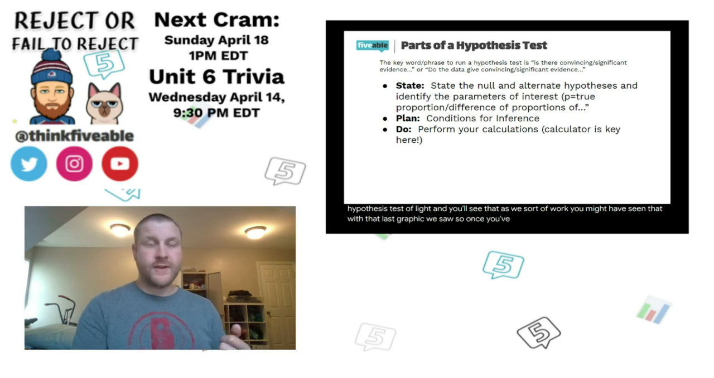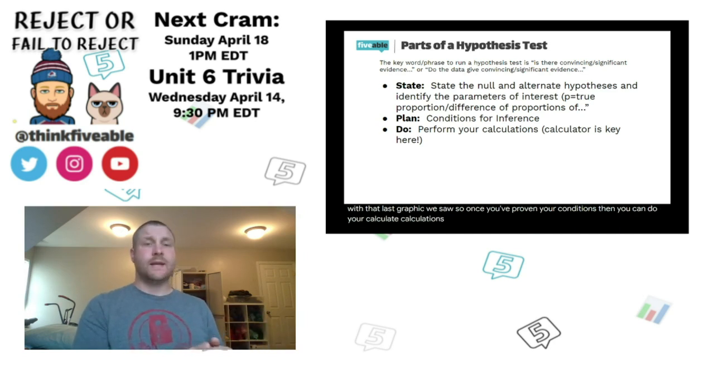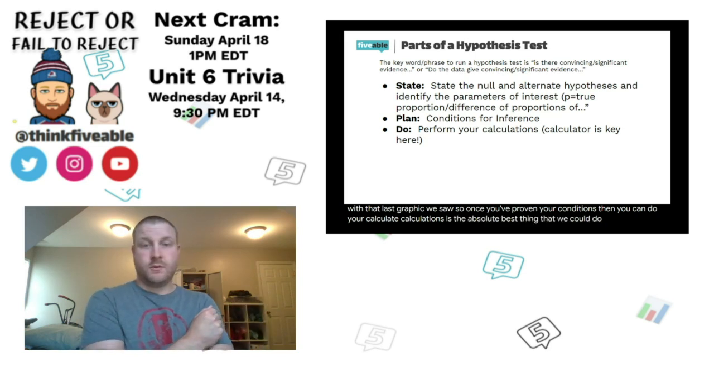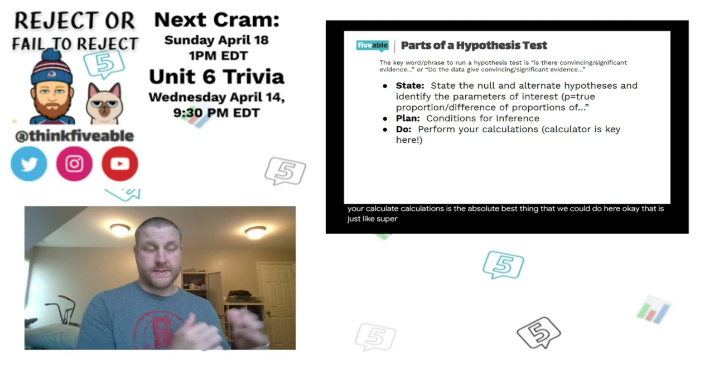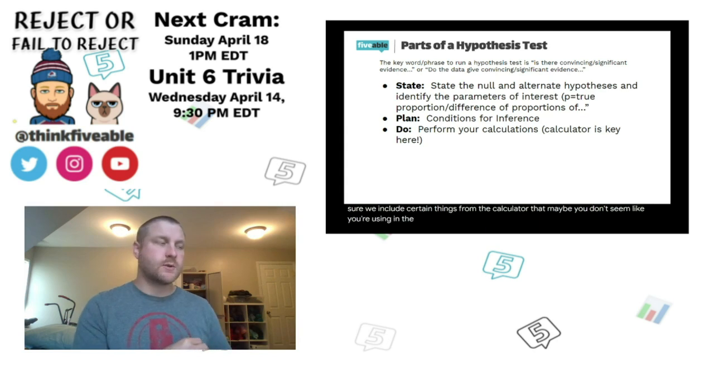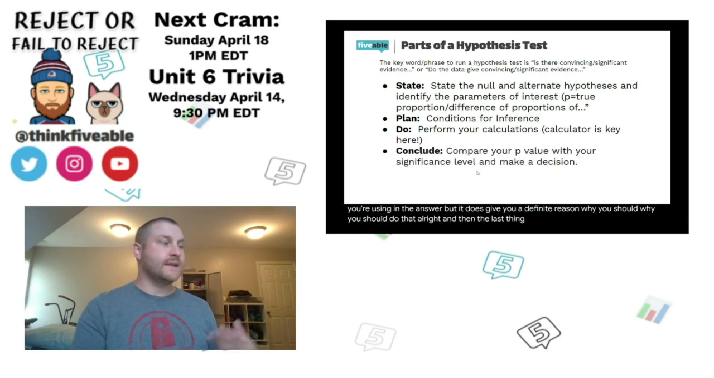So once you've proven your conditions, then you can do your calculations. All right, your calculator is the absolute best thing that we could do here. Okay, that is just super awesome. It makes your work so much easier, but we do need to make sure we include, so you don't seem like you're just using it in the answer, a definite reason why you should do that. All right, and then the last thing is to conclude.